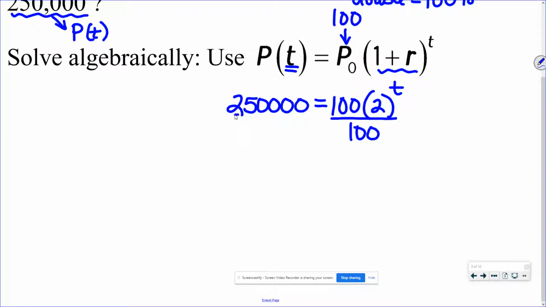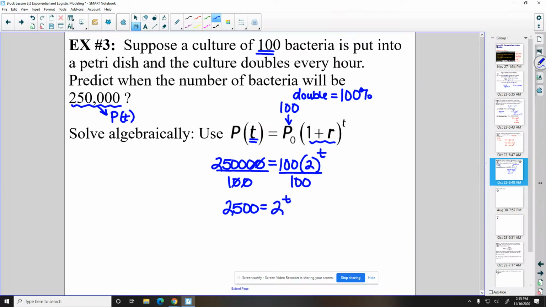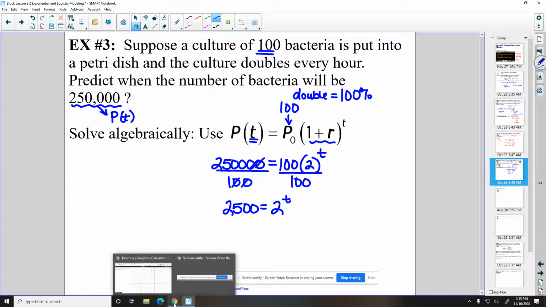To do that, we're going to begin by dividing by 100, which is just like canceling zeros. So that's 2,500 equals 2 to the power of T. You're going to then grab a calculator, and you're going to figure out 2 to what power equals 2,500. If you don't have a calculator or you just don't want to play the guess and check game, you can also use our best friend Desmos. So let me show you how we're going to do this on Desmos.